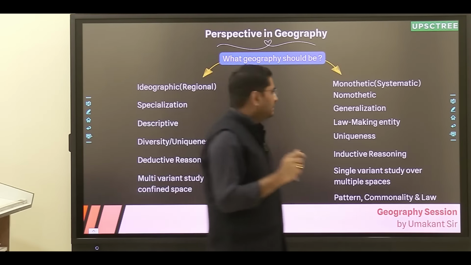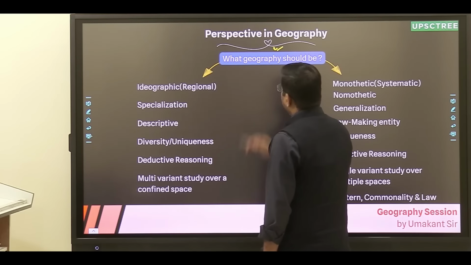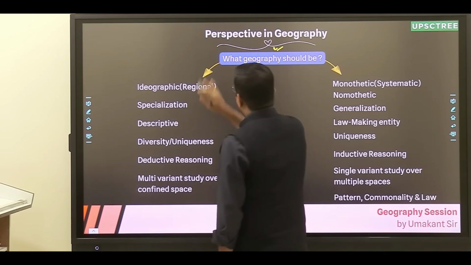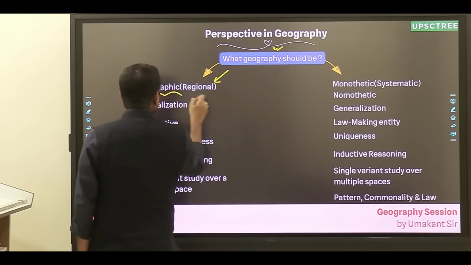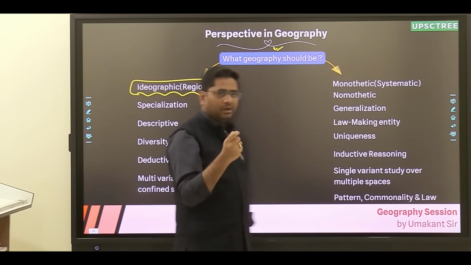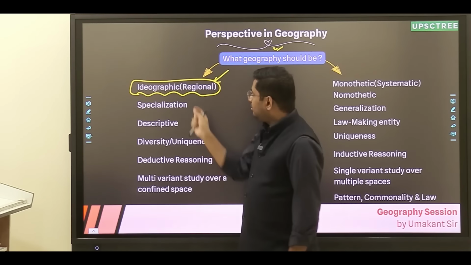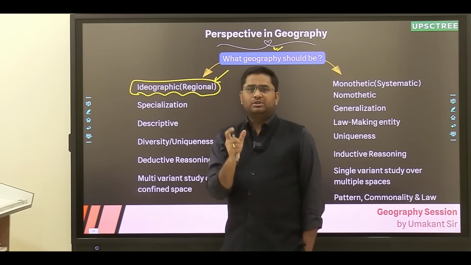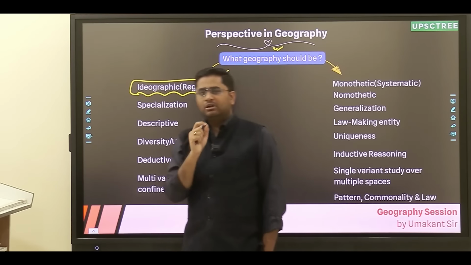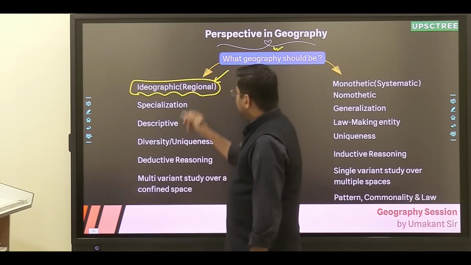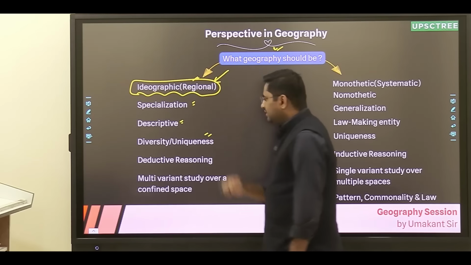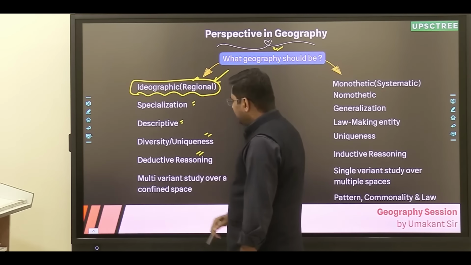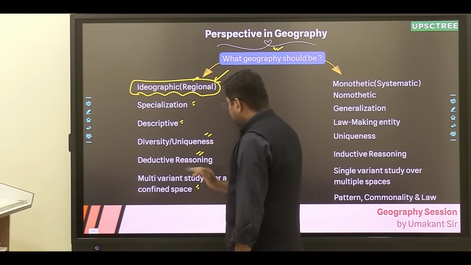There are two main branches of thought on what geography should be. When we think about what a geographer should do, two branches of geographers are there. One group focuses on the ideographic aspect of geography. What is ideographic? And remember, when I am discussing perspective, you have to familiarize yourself with this kind of terminology. If you are not writing this kind of terminology, you will not fetch very good marks. So keep that in mind. Ideographic means regional study. We'll discuss what exactly regional study is. It is also about specialization. It is descriptive, it studies diversity or uniqueness. It is about deductive reasoning, and it is a multivariate study in a confined space.